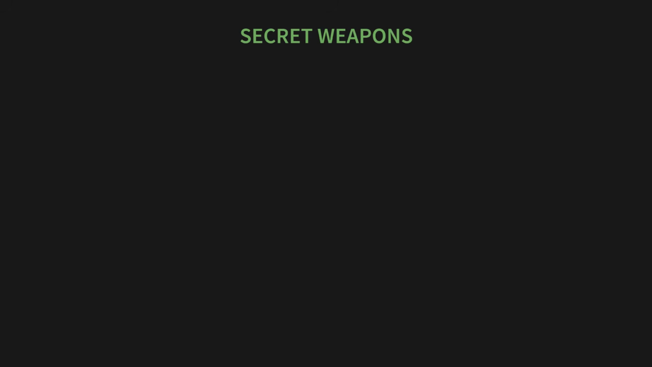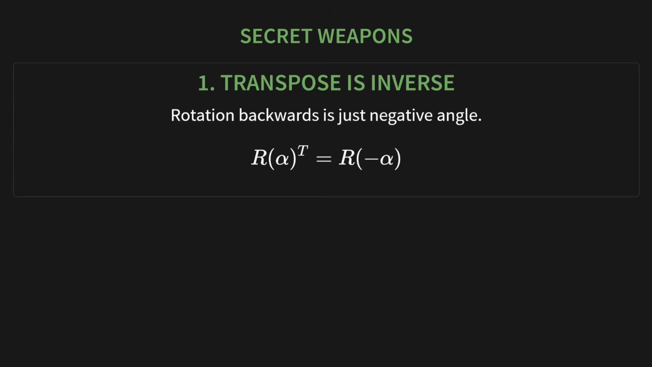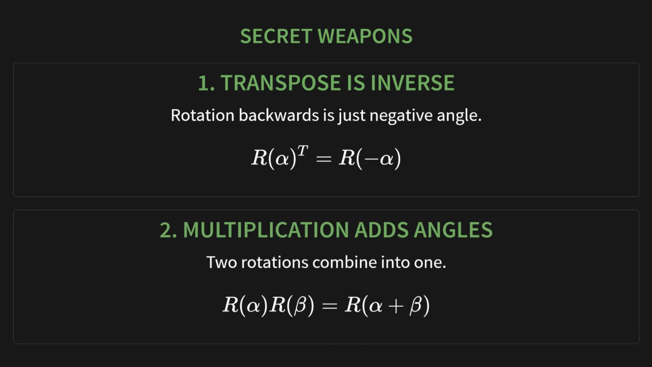And to solve it, we have two secret weapons. Two beautiful properties of rotation matrices. First, the transpose is the inverse. Rotating backwards is just using a negative angle. So the transpose of R of alpha is just R of negative alpha. Second, multiplication adds the angles. Two rotations, R alpha and R beta, combine into a single rotation, R of alpha plus beta. These two rules are everything we need.